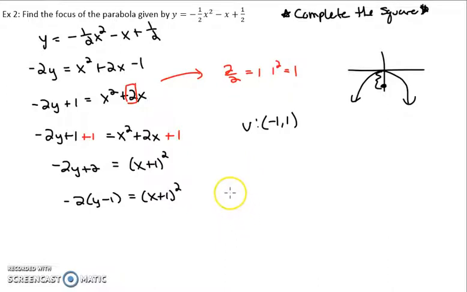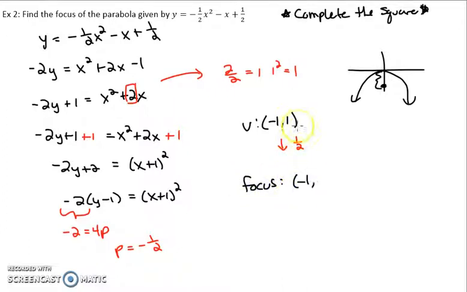We just have to figure out p. Well, we know that this piece down here, this -2, is equal to 4p based on our standard form. So if we divide that by 2, we're going to get p is -1/2. So from our vertex, we need to go down 1/2 spot. So if we drop down 1/2, that's going to change just the y value. It's not going to affect the x value. So our focus is going to be at -1, and then 1/2 down from 1 is 1/2. So -1, 1/2 is going to be our focus.